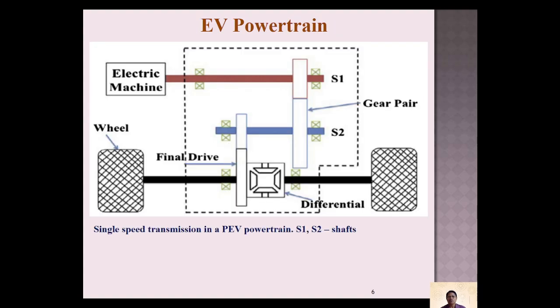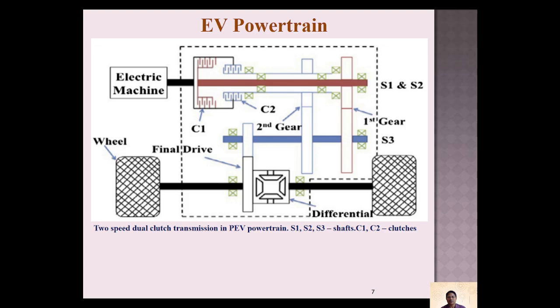Now we will move to electric vehicle powertrain. This is one of the single speed transmission EV powertrains which has two shafts, S1 and S2. It's a gear pair. This is connected through S2 to the differential. This is the differential unit, or you can call it the final drive. So the electric machine or electric motor drives the shaft S1, and the gear pair connects to the S2 shaft, and that will drive the differential unit. This is how this powertrain functions.